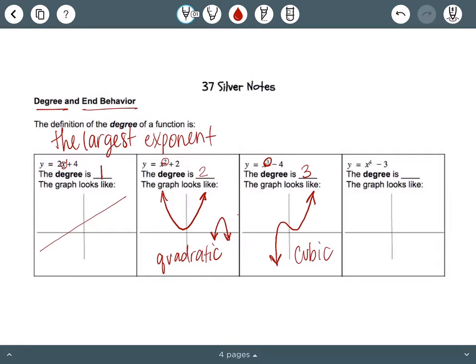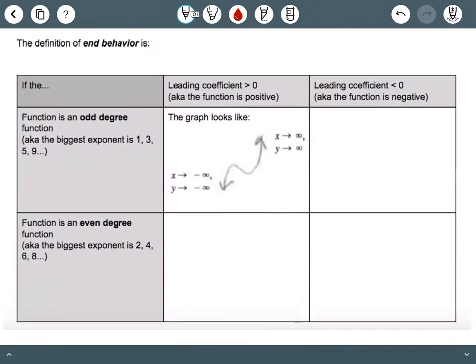And then finally, we have the degree of 4, and that graph looks like a W, something like that. And that is called a quartic graph, right? Just like 4 quarters, quartic means 4 degrees. So both the cubic and the quartic can be upside down, right? They have the same general shape, just like that. So that's our degree, very simple.